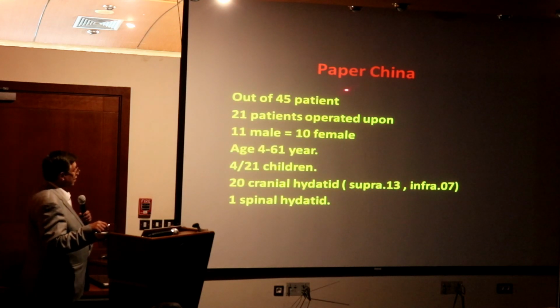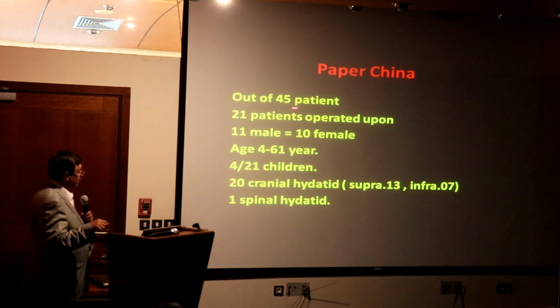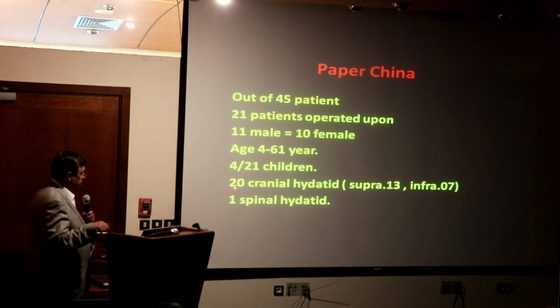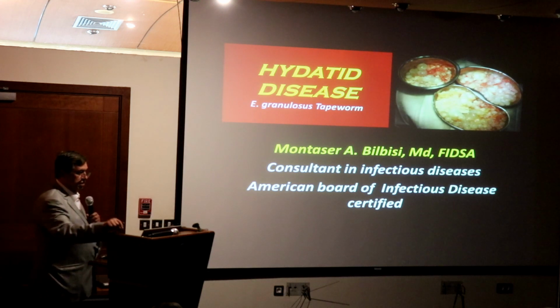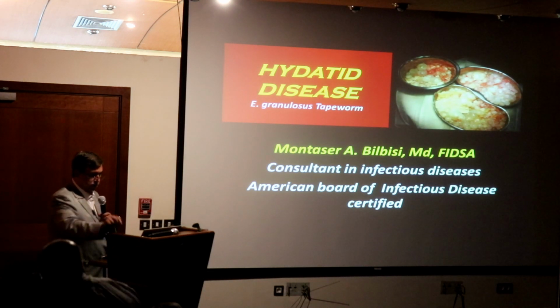And from the same paper, the 45 patients who had brain hydatid, they operated on 21, males equal to females, almost, age young to 61. 4 were children, and 20 cranial hydatids, supratentorial were 13, infratentorial were 7. So spinal hydatid is less than cranial hydatid. So I'm going to call upon Dr. Untitled to start the discussion.